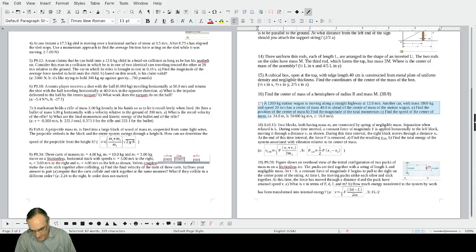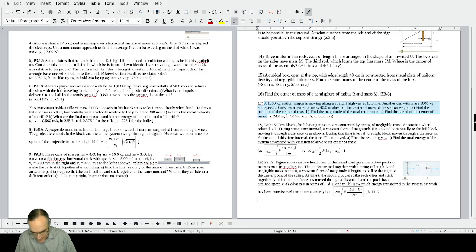So first things first, I need to get a couple of cars drawn out. Let's see. They're going to be goofy looking. And this one is 12.0 meters per second. This one is 20.0 meters per second. We presume they're in the same direction because they're on a highway. One is behind the other. It sort of implies one's following the other on a highway, not that they're headed towards each other. So we're going with that. All right, 1,200 kg for the station wagon, 1,800 kg for the one ahead. And the distance between their centers of mass, 40.0 meters.